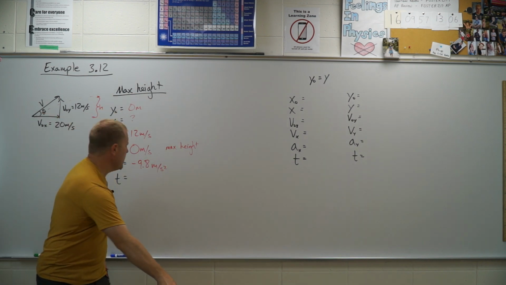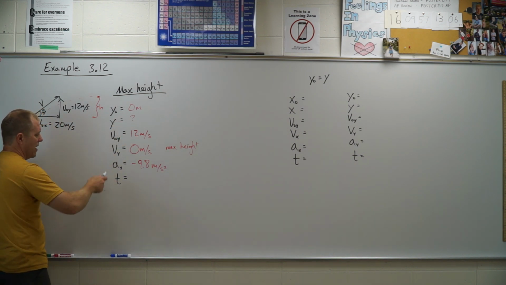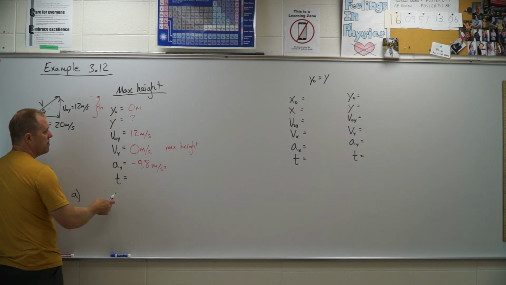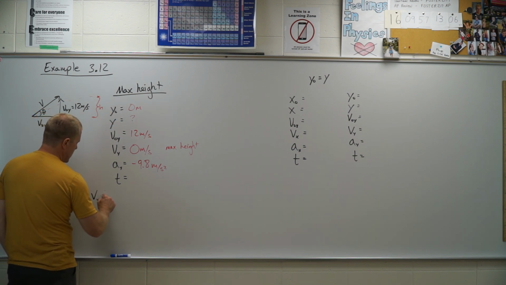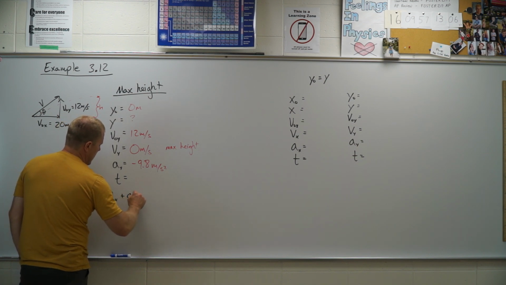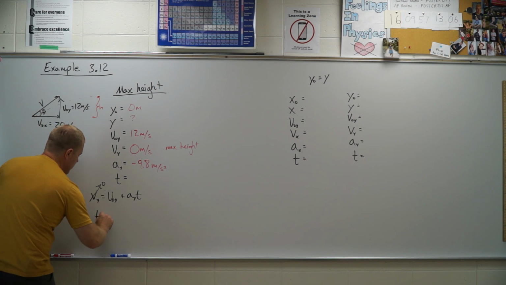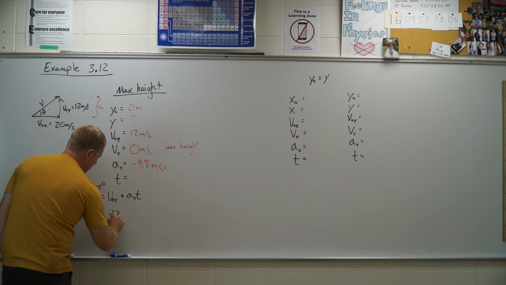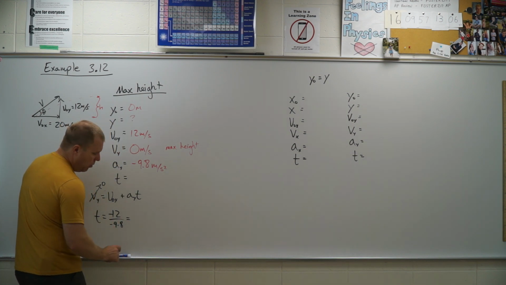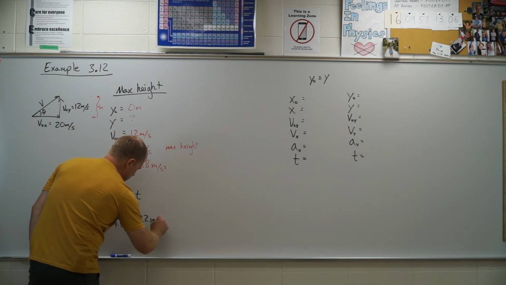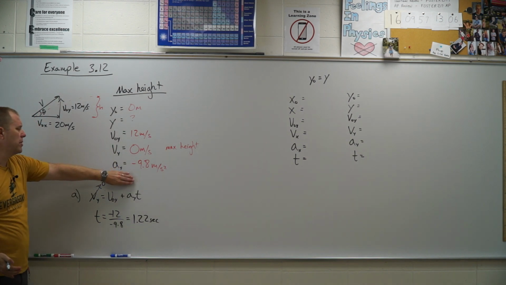They asked me to find two things here. They asked me to find the height and the time. So let's find the time first since they asked for that one first. So for part A, we're going to pick an equation that doesn't have y in it. So that would be equation number 1. So we have Vy equals V naught y plus Ay t. Go ahead, solve that for t. And so we get a time of negative 12 divided by negative 9.8. And that time comes out to be 1.22 seconds.